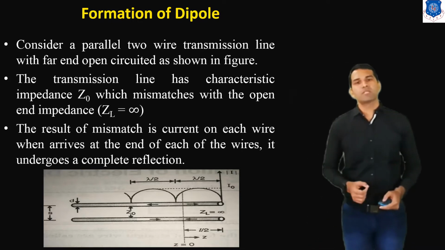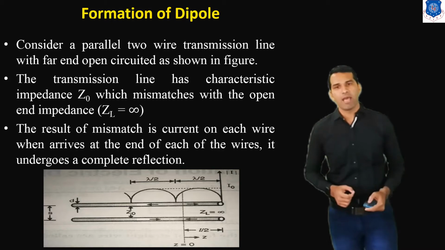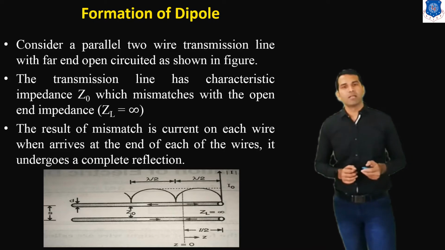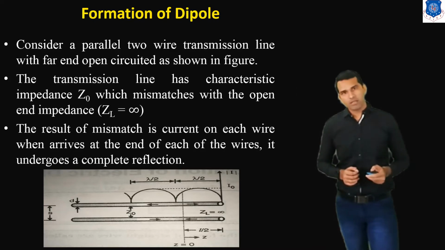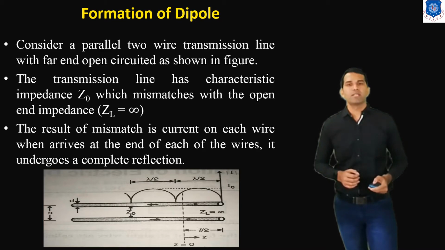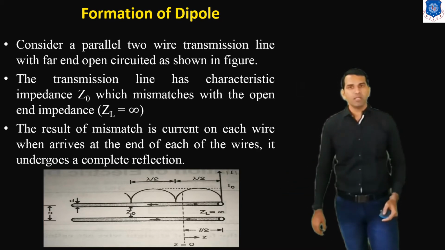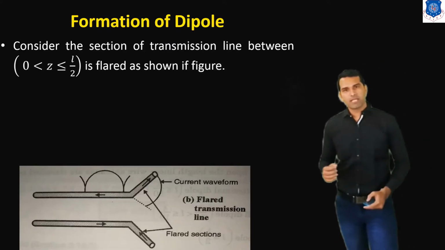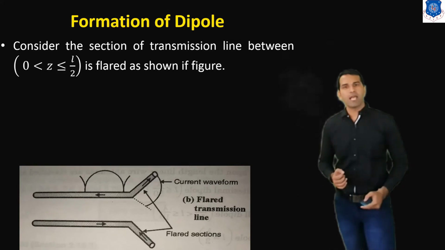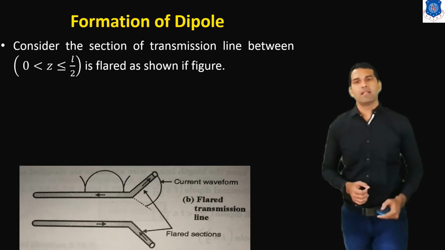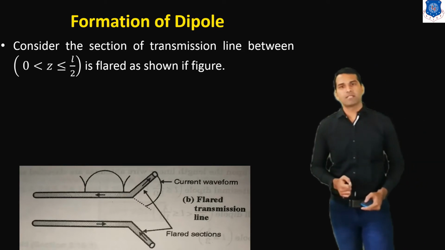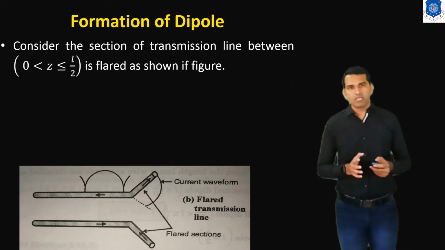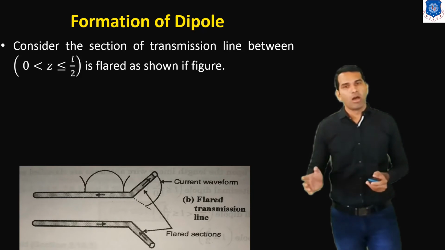The result of the mismatch is that the current on each wire, when it arrives at the end of the wire, undergoes a complete reflection. Due to that reflection, a standing wave is present in this wire. Now we consider the section of the transmission line in this figure, between 0 less than or equal to Z less than or equal to L by 2, which is flared as shown in the figure. So here we have just given the flaring in this figure.